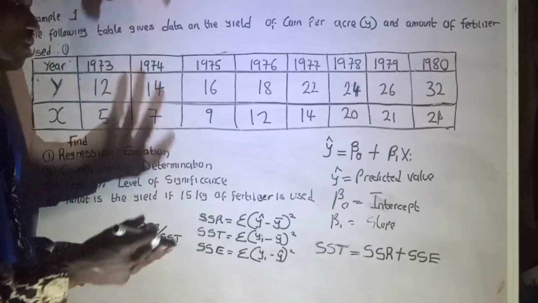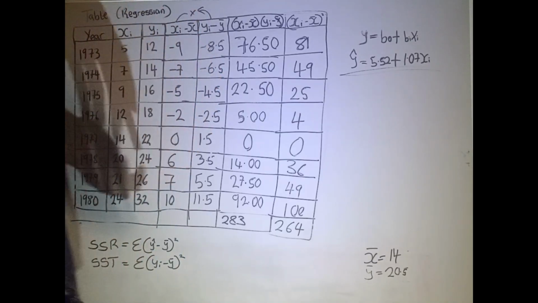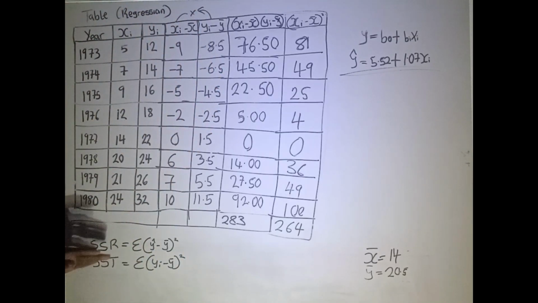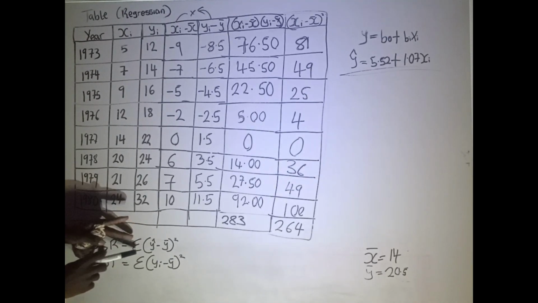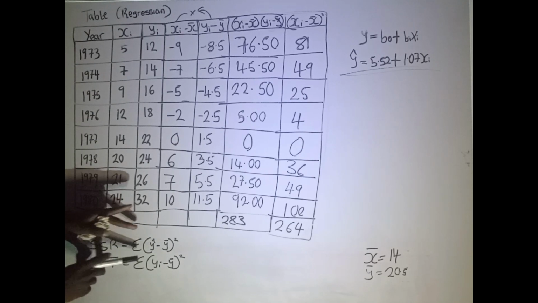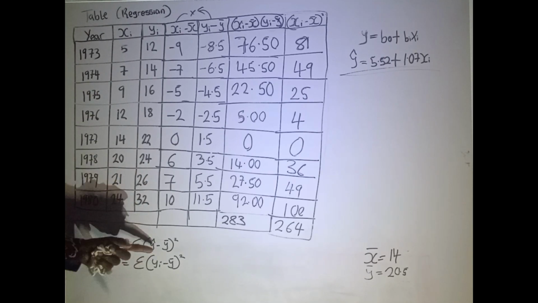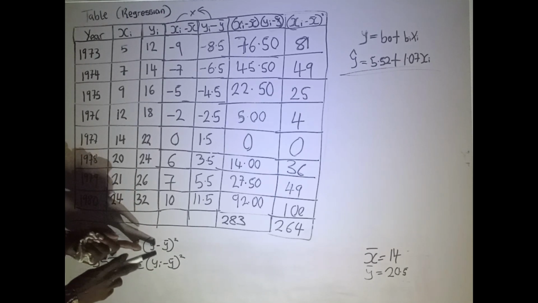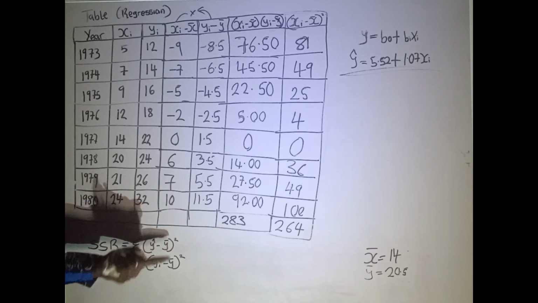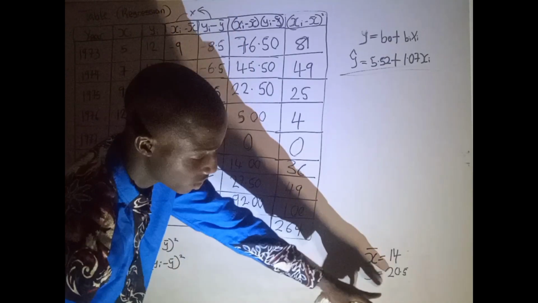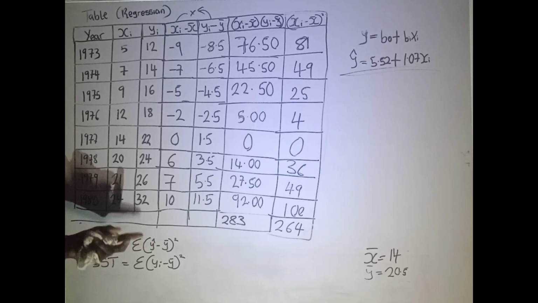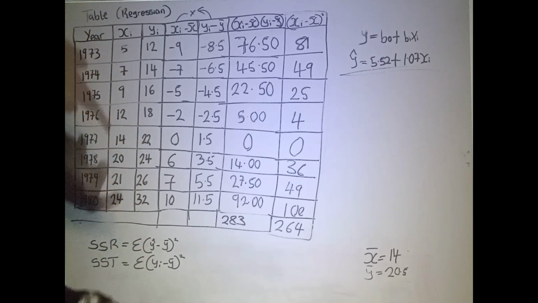Just follow me carefully. Now, let us proceed with our calculation. This is the formula for the sum of square due to regression, and this is the formula for total sum of square. If you look at this formula, you will realize that for the sum of square due to regression, I still need the predicted value of y, because the formula says predicted value of y minus the mean of y. Though I have my mean here, which is 20.5, I still need to find the predicted value of y. So I'm going to be having another table here.